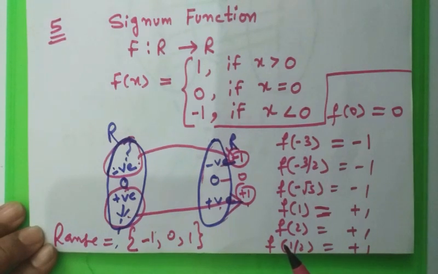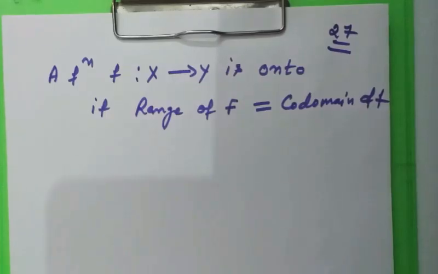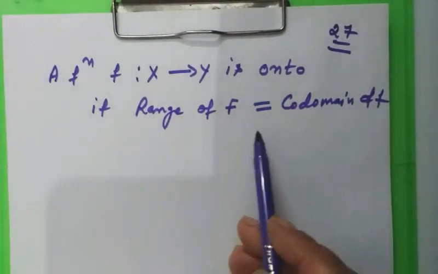Okay. Now let us check whether this function is 1-1 or not. The definition of 1-1 says that distinct elements should have distinct images. You can see here -3, -3/2, -root 5 are all distinct, but they all have the same image. In fact, all negative real numbers have the same image. All positive real numbers have the same image, which is +1. So this function is neither 1-1 nor onto. So a function f from X to Y is onto if the range of the function f is equal to the codomain of the function f.